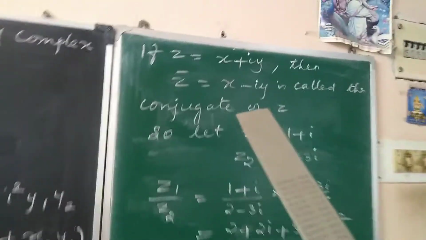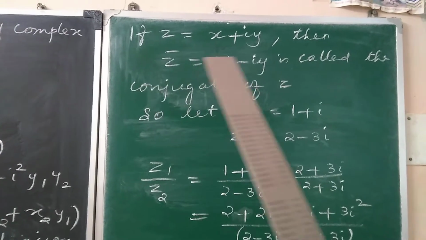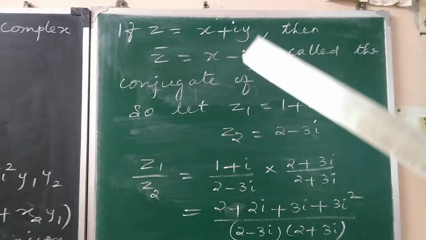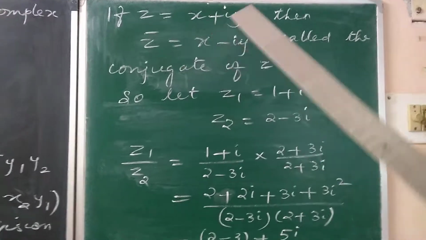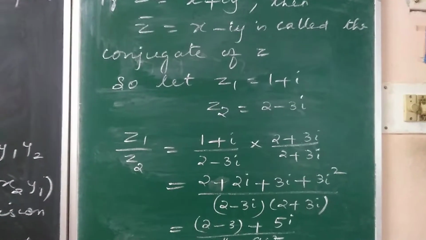So what is a conjugate of a complex number? If Z is x plus iy, then Z bar, x minus iy, is called the conjugate of Z. Here we are changing the sign of only the imaginary term. The real term is left as it is, only the imaginary term gets a sign change to get the conjugate.